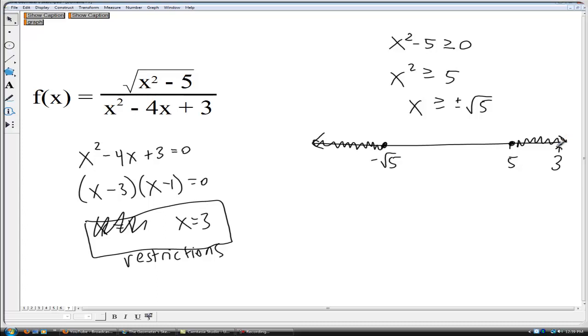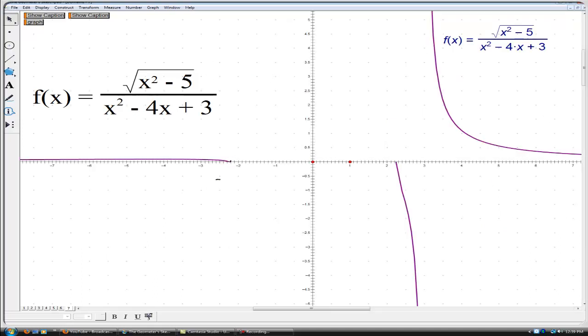is over on this side of, oops, that's supposed to be square root. Sticker is over on this side of square root of 5. So we will have a vertical asymptote at x equals 3. So let's take a look at this graph. This is our location of negative root 5. This is our location of positive root 5. Right here at x equals 3 is our vertical asymptote.